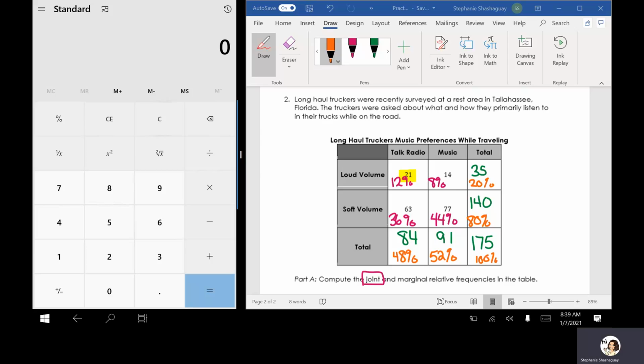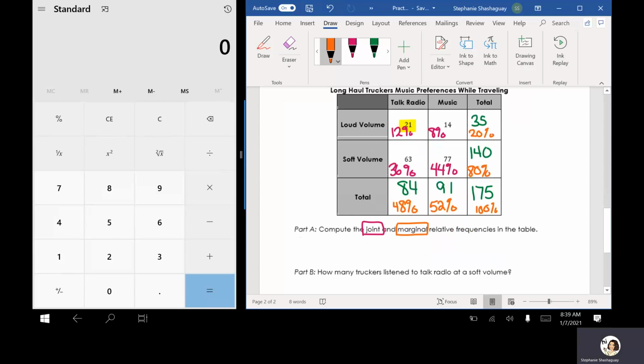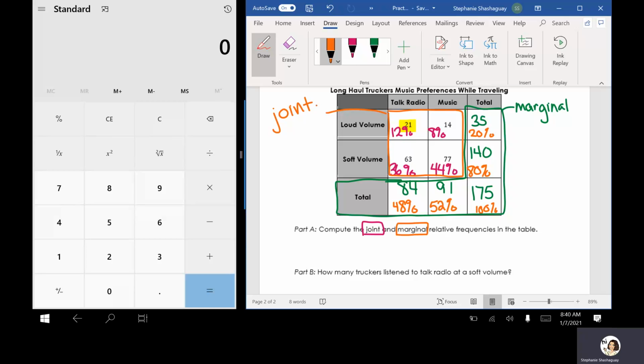So all of our orange percentages are our marginal relative frequencies, okay? Again, our margins are here on the outside of our two-way frequency table. So those are our marginal totals. And the boxes in the middle are telling us our joint frequencies. Okay, so we did part A.